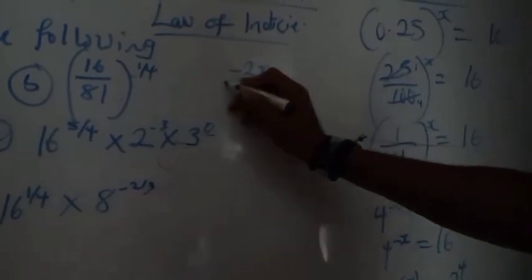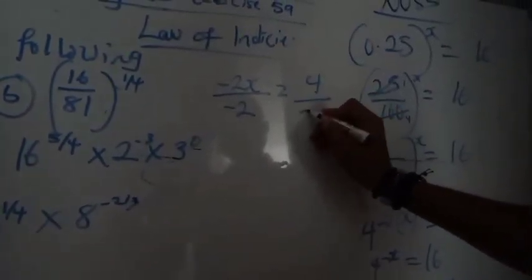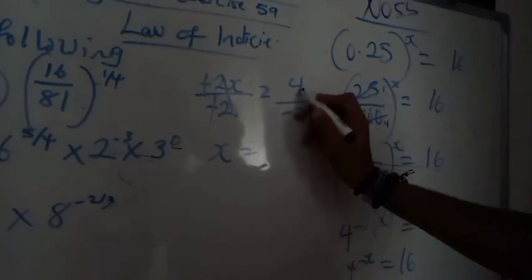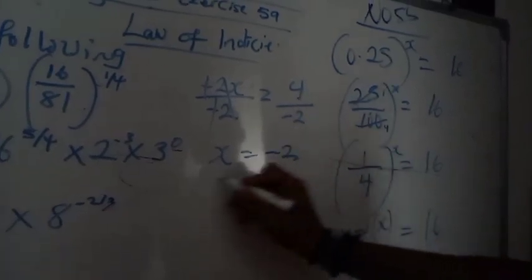Then we say okay, minus 2x divided by minus 2 equals 4 divided by minus 2. Minus divided by minus is plus, 2 divided by 2 is 1, so x equals minus 2. 4 divided by minus 2 is minus 2. So my x equals minus 2.